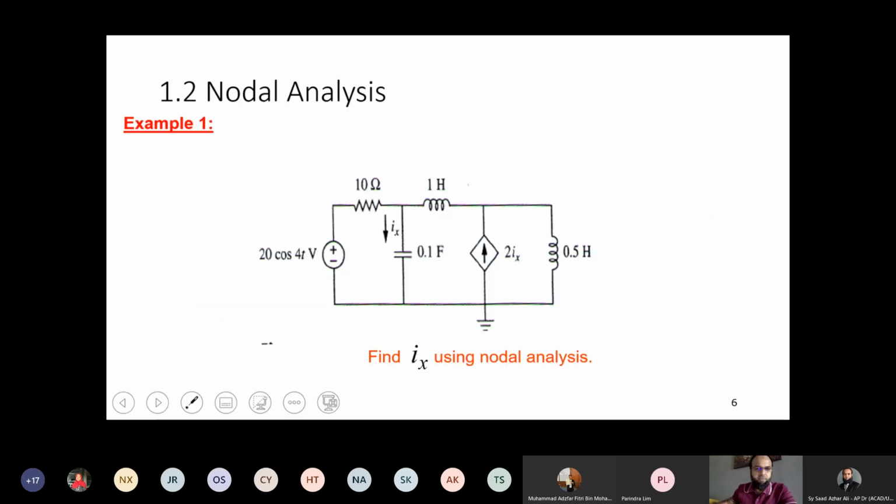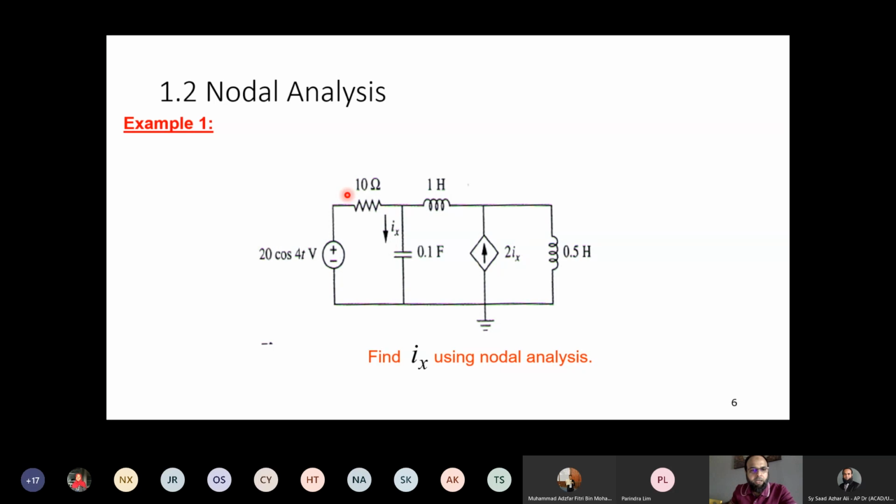Considering this circuit, we have this basic circuit. I'm calling it basic because there's just one source. We have a sinusoidal source of 20 cosine 4t, a resistor, a capacitor, an inductor, a controlled current source, and another inductance. So we will solve this circuit using nodal analysis. Sometimes in the question they mention that you use nodal analysis or mesh analysis. If it is mentioned, then you have to use that particular method. Otherwise, you're free to use any method to solve any circuit. You have to find this Ix for this particular circuit.